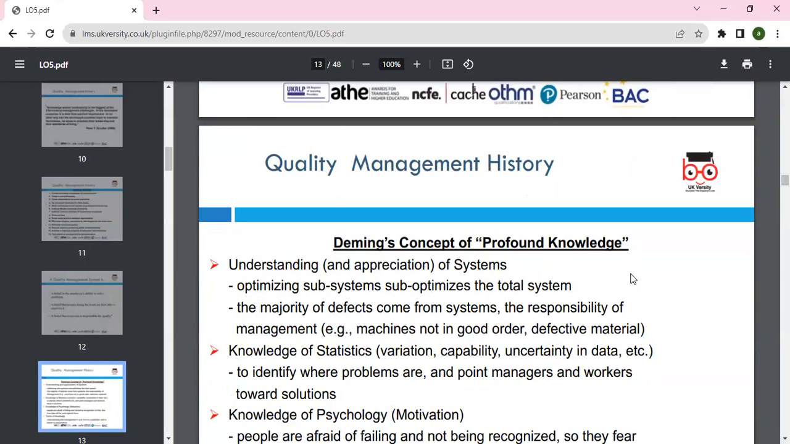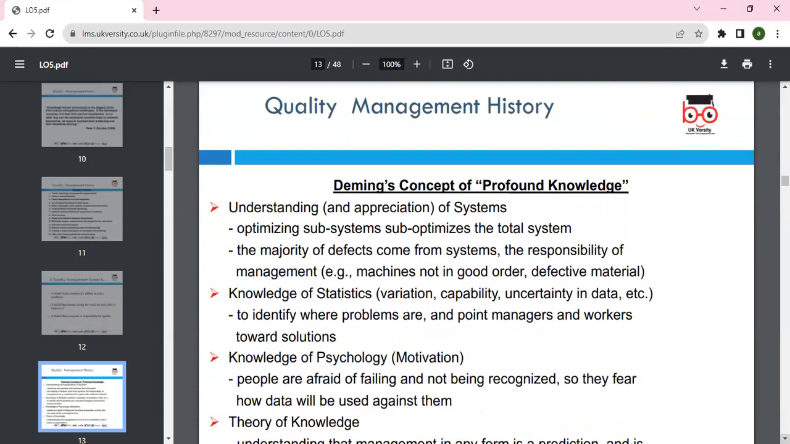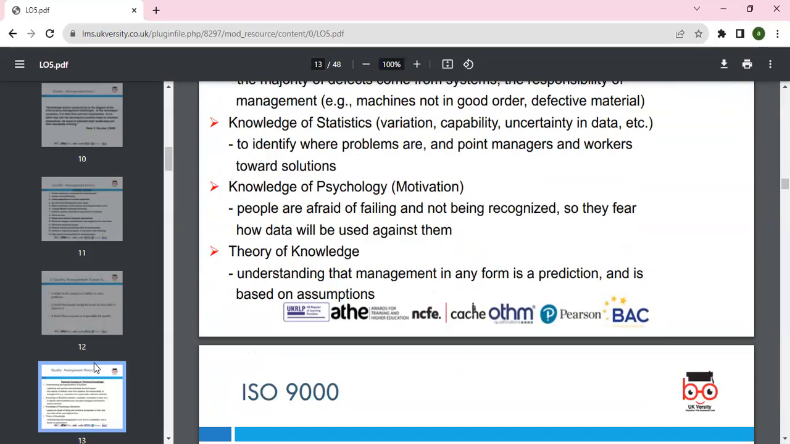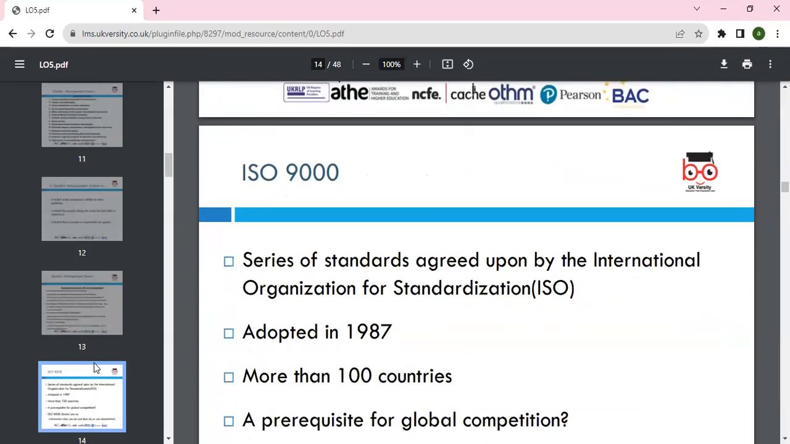Okay, brilliant. Then the concept of profound knowledge: understanding and appreciation of the system and subsystems in the organization, and knowledge of statistics, like analysis, variance, correlation and relationships, because of course that is about looking at quality. Also knowledge of the psychological behaviors of people will help to improve, and knowledge of various new techniques, prediction and exemption also help to improve the quality.